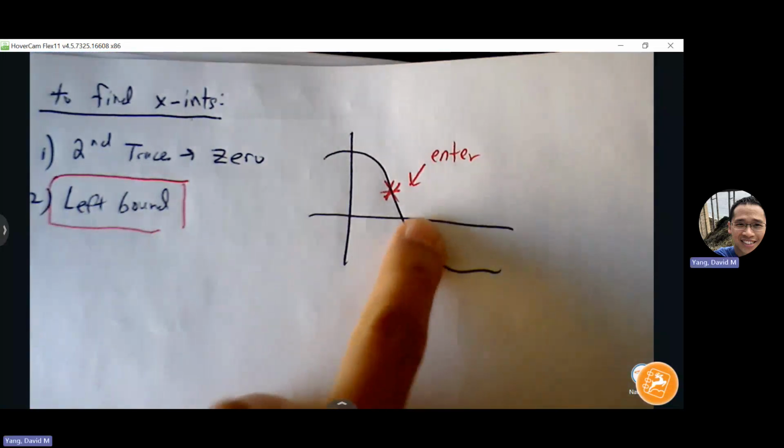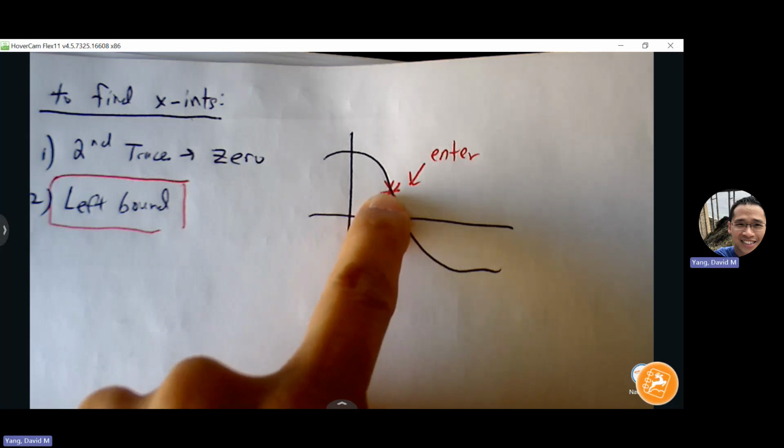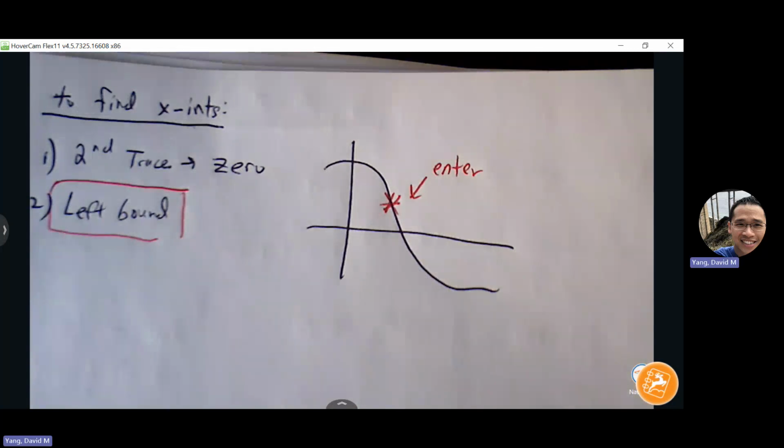The calculator then knows you want it to start looking for the x-intercept from this point. Don't put your cursor directly on the x-axis, because then the calculator gets confused. It doesn't know where to start and where to end. You give it a range of values, and then it goes looking for the x-intercept. Don't look for it on your own, or the calculator won't be able to do the work for you.